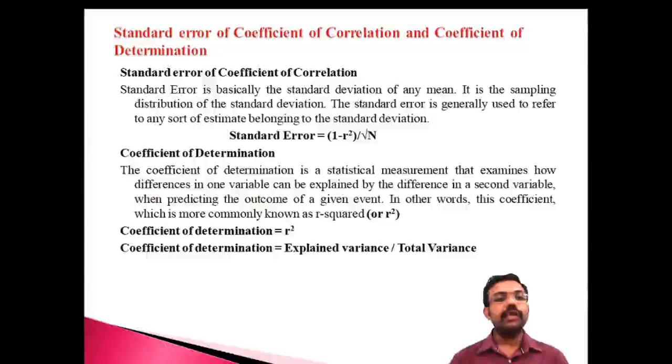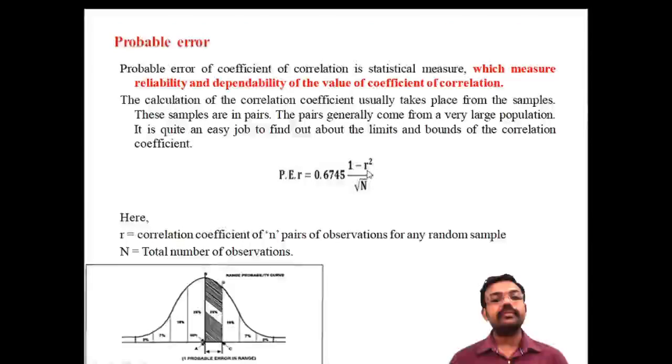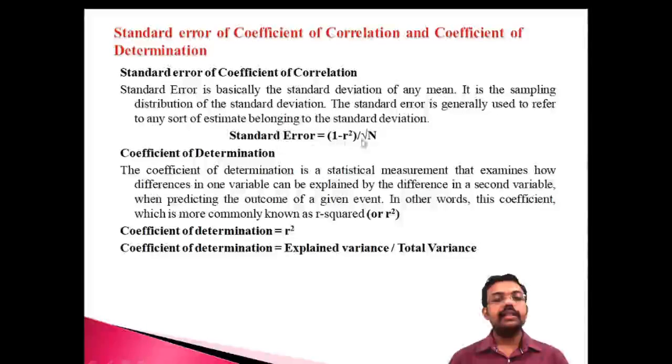So listen, there are two important elements. One is the standard error of the coefficient of correlation, equal to 1 minus R square divided by root n. Another is the coefficient of determination, which represents R square and equals explained variance divided by the total variance. Whatever the formula, the common element is R. R is very important. Once we get the coefficient of correlation, we can easily find the probable error. This is the formula for the probable error and this is the formula for the standard error.